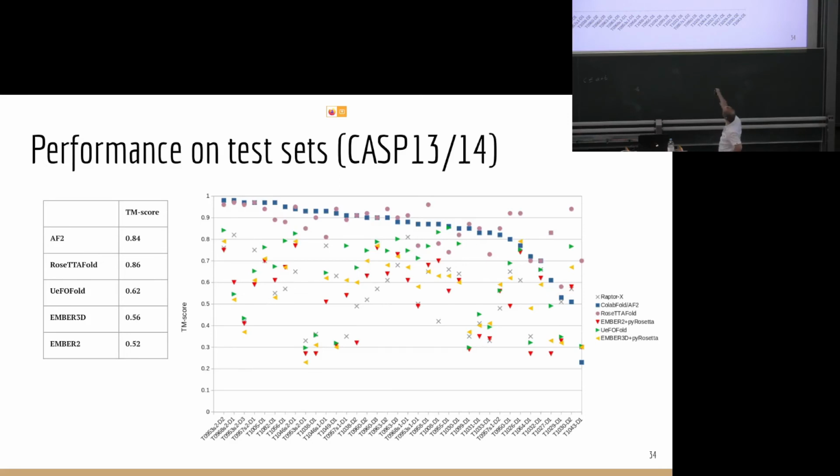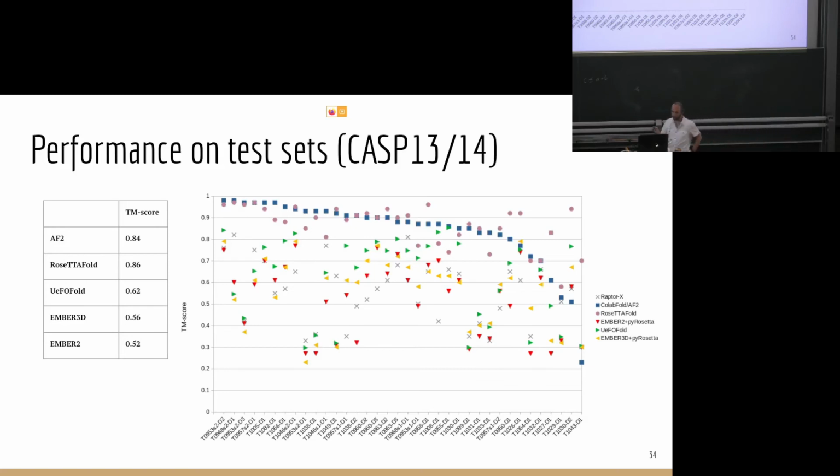And if you look at the per sample comparisons here, this is ordered by confidence, rather performance, of AlphaFold 2. You see that for most cases we have like this clear order where UFO Fold is usually the better embedding-based predictor, followed by Ember 3D and then Ember 2D. There are even some samples where we're actually outperforming AlphaFold 2.